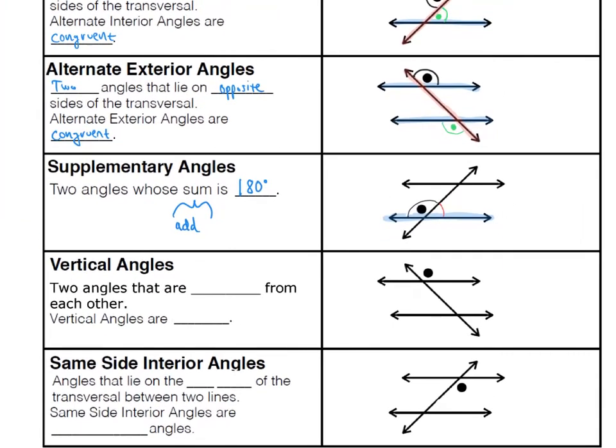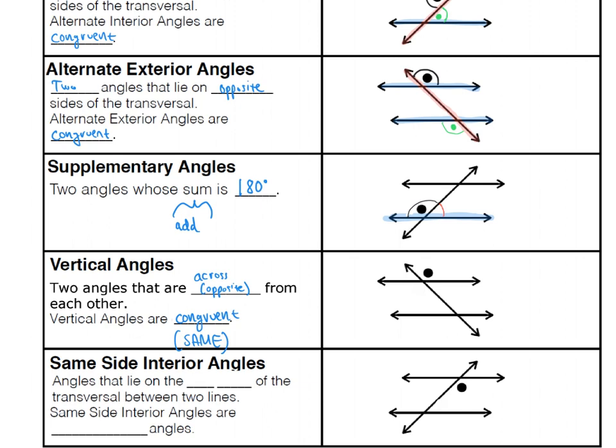Okay, so any two angles that add up to 180, that's supplementary. Next, vertical angles. Vertical angles is something we saw in the previous units. It's two angles that are, I like to say across, but you could also think of it as opposite from each other. And vertical angles are also congruent. And reminder, congruent just means they're the exact same. They're the exact same thing.